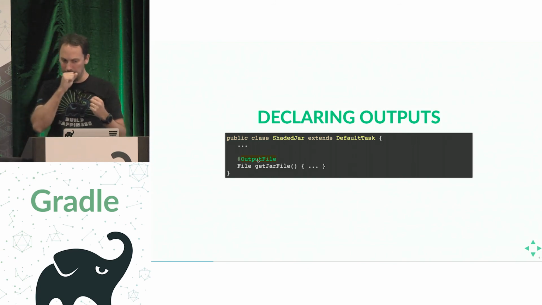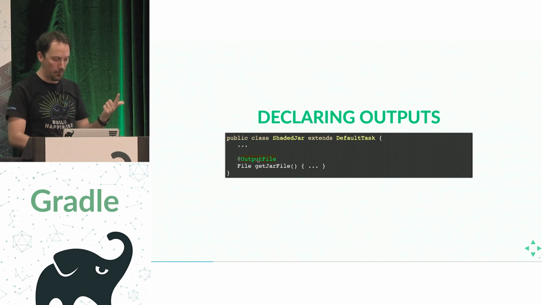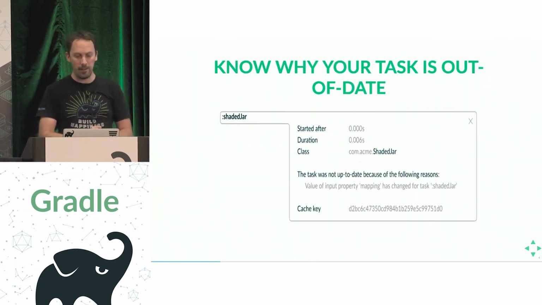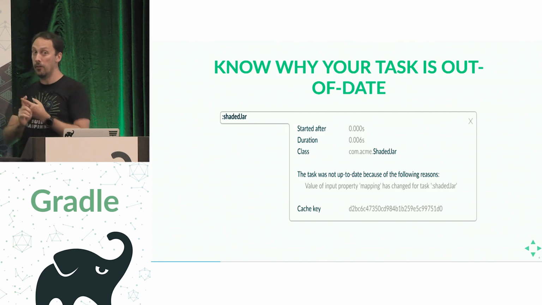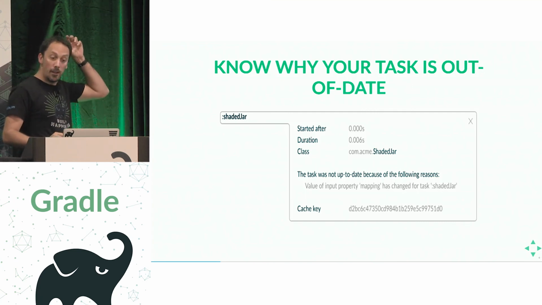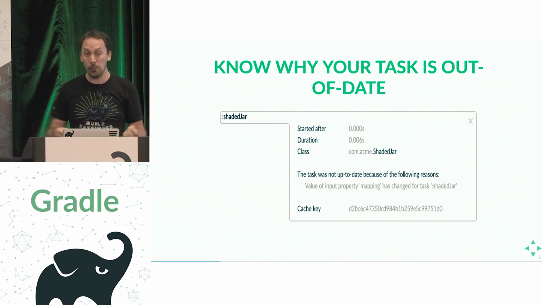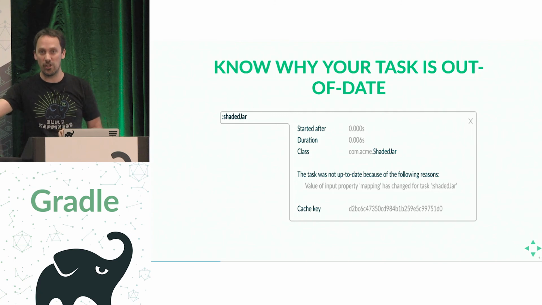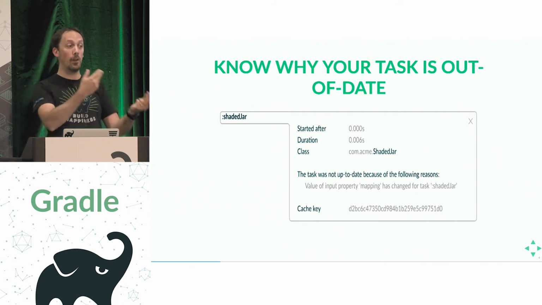OK, so once we've done that, inputs, outputs, nothing more to do. Everything is either up to date or out of date. And by just doing that, if you use build scans, obviously, you will get that information when you run a build. You will know exactly what changed. So Gradle knows, and it will tell you.